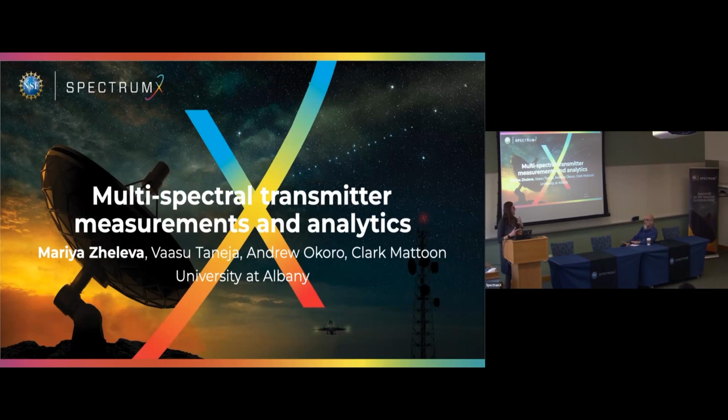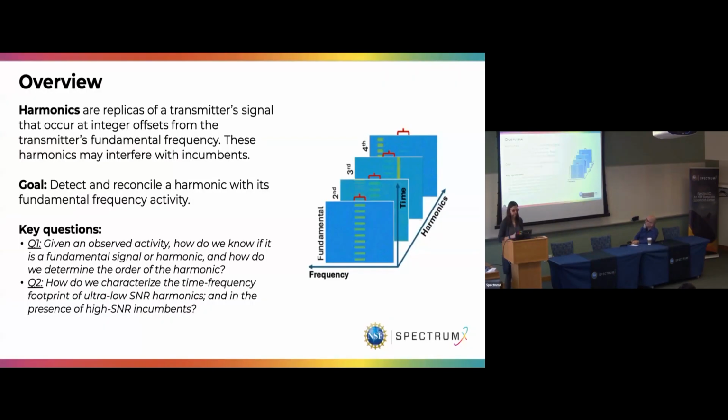When I say multispectral transmitter analytics, we've begun to look at spectrum occupancy as a multispectral phenomenon. When you have a transmitter or receiver that is licensed to operate on a particular spectrum, inevitably they produce stuff outside of that licensed spectrum. Things like harmonics, spurious emissions, sideband leakage. All of that we think about as a multispectral footprint of spectrum activity.